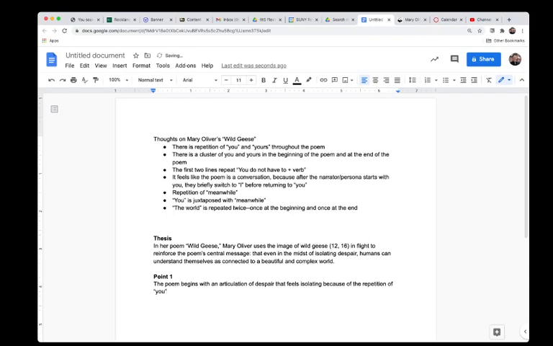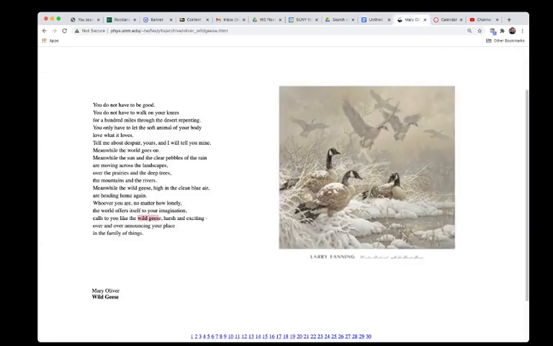Now, note that the repetition of "you" wasn't in my thesis. It's another part of the poem that I think we have to use here, or I want to use anyway. Because in the beginning of the poem, it's all about you, right? And then we get this understanding that what Mary Oliver's talking about here is despair. The despair comes from the individual.